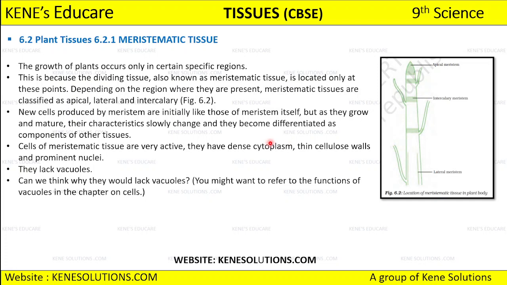As I told you, the growth of animals does not occur in specific regions only. If an animal is growing, the growth can be seen in all parts of the body, but this is not the case with plants, because in plants only specific regions are growing.